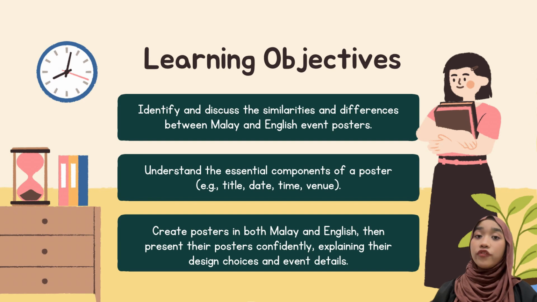Our activity has three main objectives. Firstly, students are able to identify and discuss the similarities and differences between event posters in L1 Malay and L2 English. The second objective is that students will understand the essential components of a poster, as they will learn about the key elements of a well-structured event poster, such as the title, date, time, and venue, that will contribute to making the poster clear and accessible to the audience. The third objective is that students are able to create posters in both languages and confidently present their poster while explaining their design choices and event details.